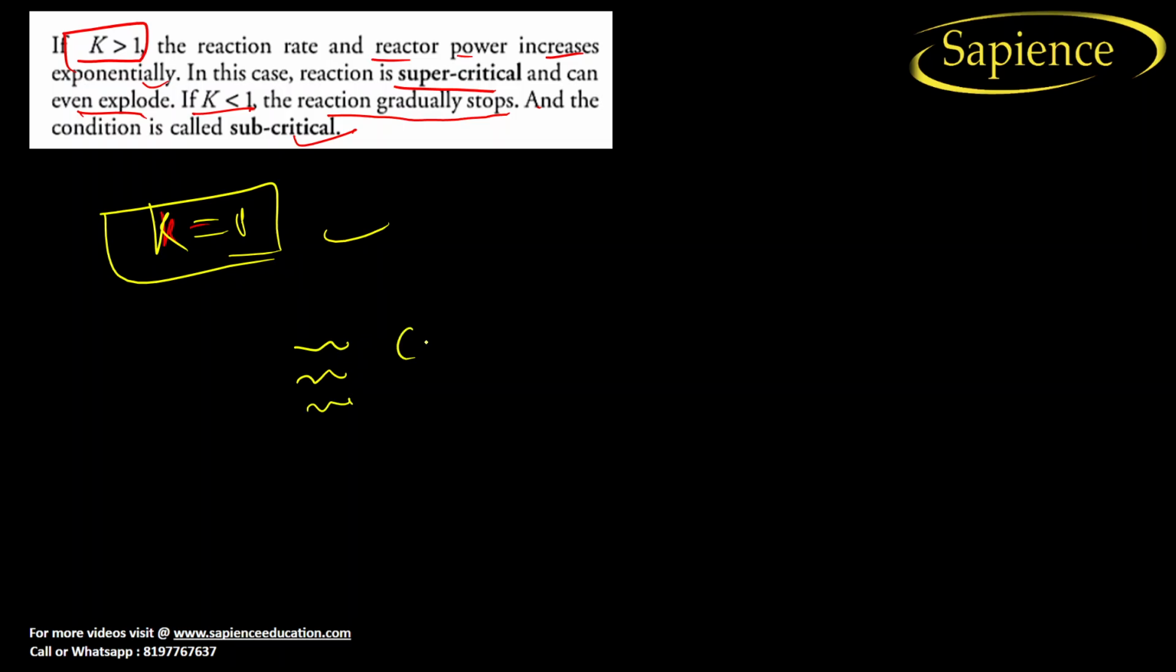So we want critical condition only. We don't want supercritical as well as subcritical. We want K equal to 1. If K is equal to 1, then only the reaction will continue for a long time with slow energy, or the energy will constantly come out at a constant rate. So it is considered as a controlled reaction, right? So I hope you have understood this.